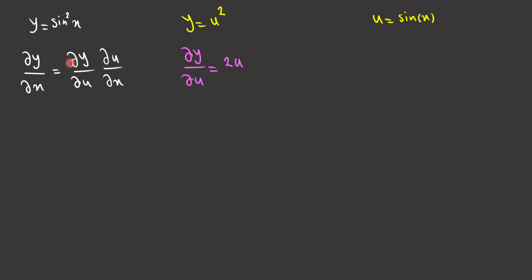So we can see that the partial derivative of y with respect to x is the partial derivative of y with respect to u, that's something, times the partial derivative of u with respect to x. The partial derivative of y with respect to u is 2 times u, and the partial derivative of u with respect to x is the cosine of x. Now in order to get the partial derivative of y with respect to x, we should multiply these values. So you can see 2 times u times the cosine of x.